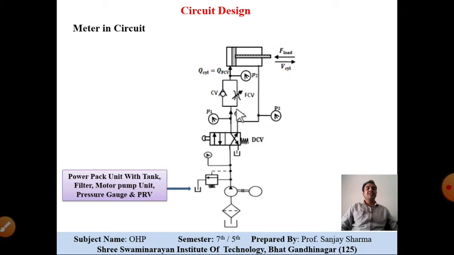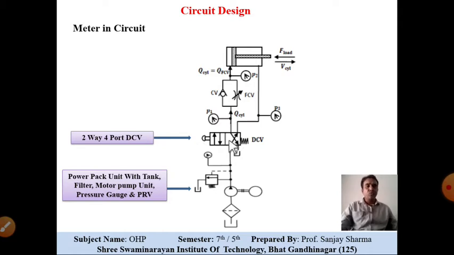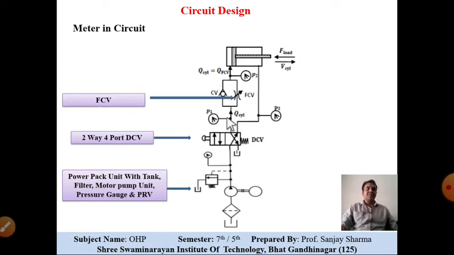The next one you can see, this is the arrangement for the meter in circuit. So first of all, up till now we have seen the 3-way 4-port DCV valve. Now for the meter in circuit, a 2-way 4-port valve is used. Now first of all, let us see the construction of this entire circuit. Here you can see, this is the direction control valve which is manually operated. Here spring is there only. This is termed as 2-way.